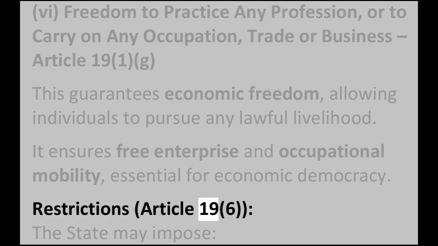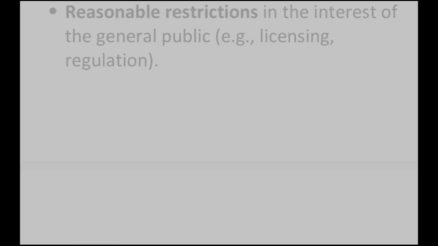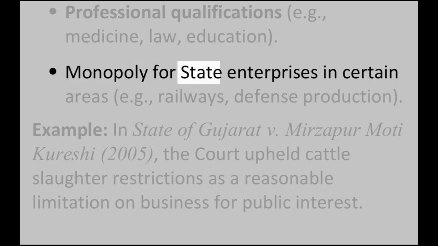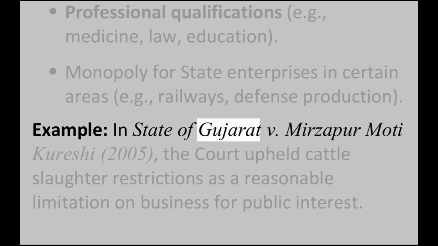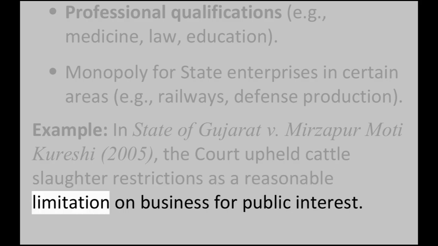Restrictions, Article 19(6). The state may impose reasonable restrictions in the interest of the general public, example, licensing, regulation. Professional qualifications, example, medicine, law, education. Monopoly for state enterprises in certain areas, example, railways, defense production. Example, in State of Gujarat v. Mirzapur Moti Qureshi, 2005, the court upheld cattle slaughter restrictions as a reasonable limitation on business for public interest.